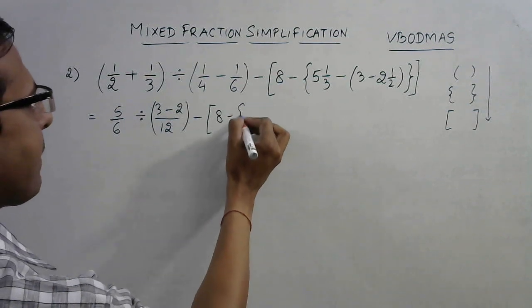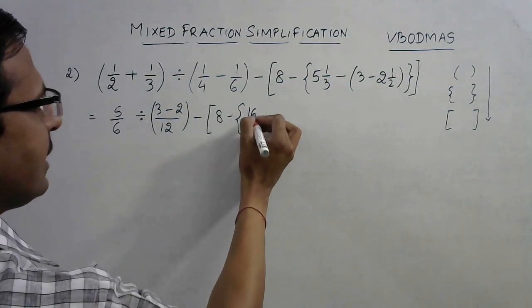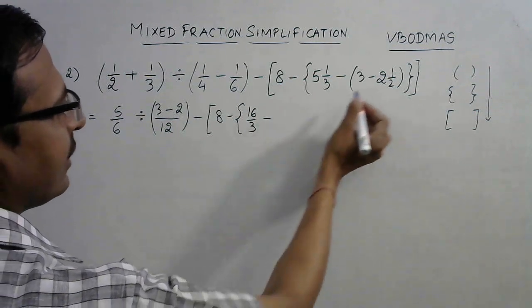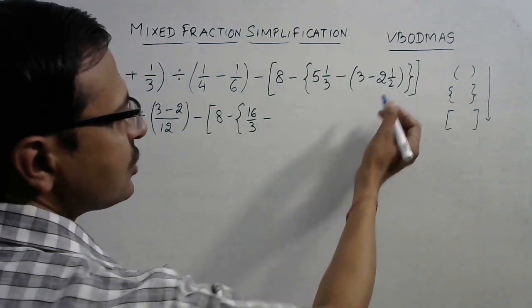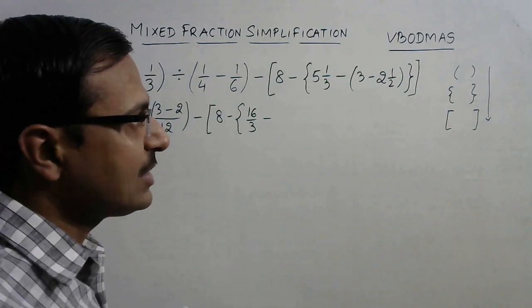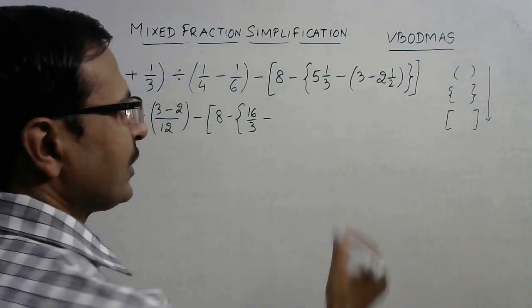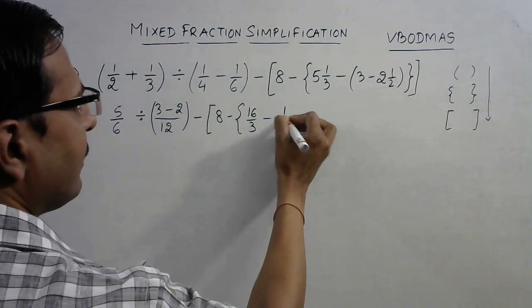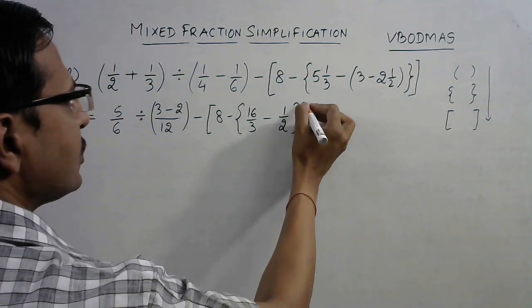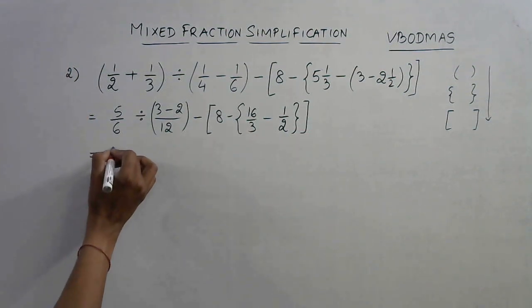Okay, 8 minus. Now convert this into simple fraction. This is 16 by 3. And I'll solve this now. 3 minus 2 and a half. We all know that 2 and a half is 2.5. So 3 minus 2.5 is 0.5. And 0.5 is 1 by 2. So this bracket reduces to 1 by 2. So number of brackets now have been reduced. And now I'll remove some more brackets. 5 by 6.